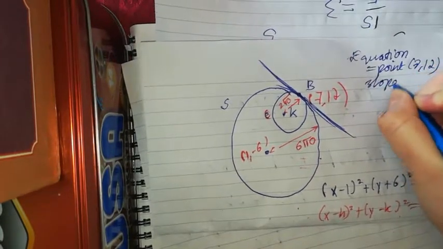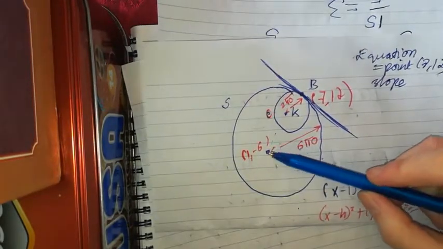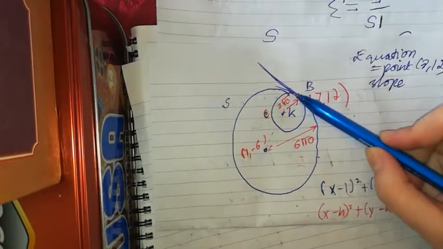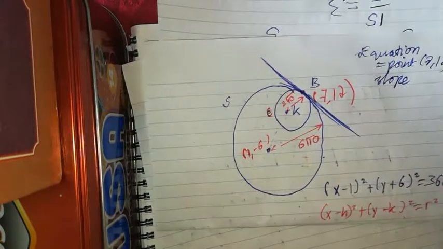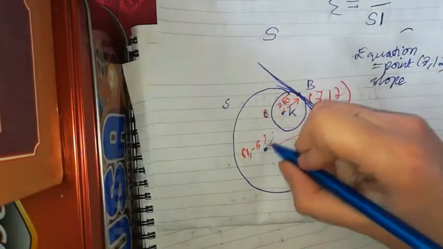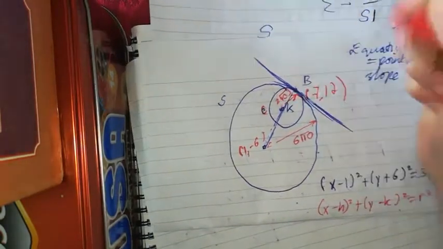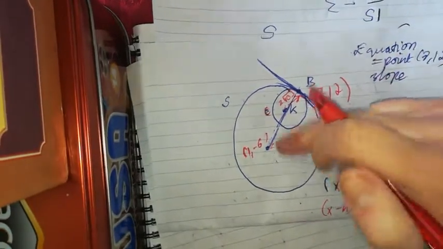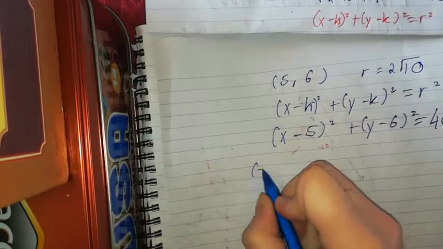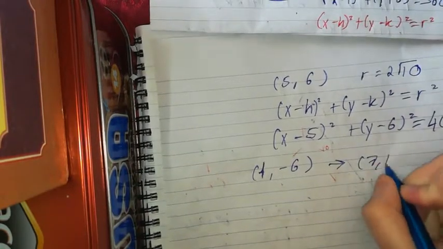But the tangent is going to be perpendicular to the radius from the center to the tangent point. So it's going to cut at a right angle. So if we get the slope from the radius of the bigger circle, we can pick either, but say if we go from the center of the bigger circle, which is (1, 6), and I want to get the slope of that to (7, 12).